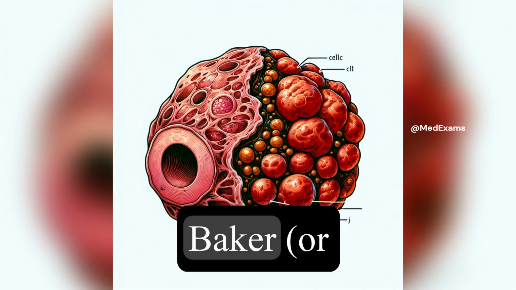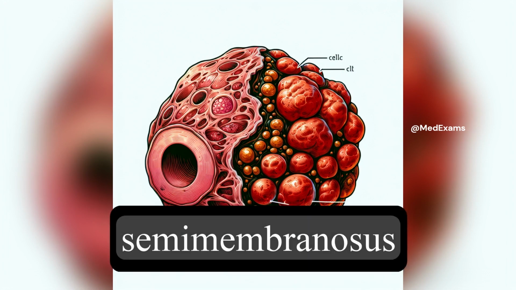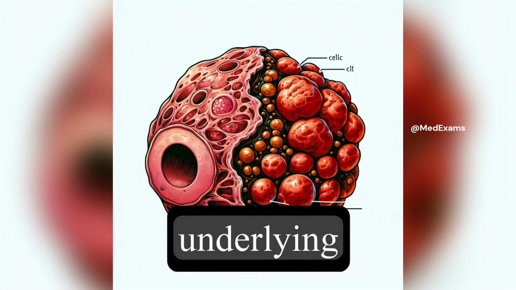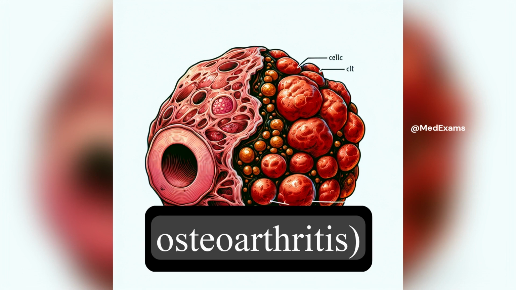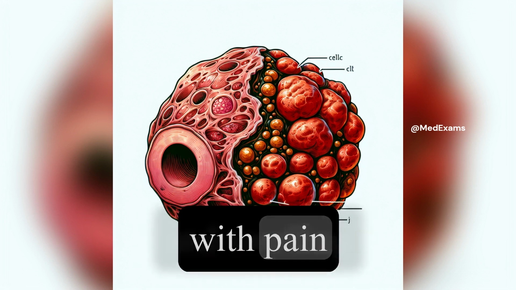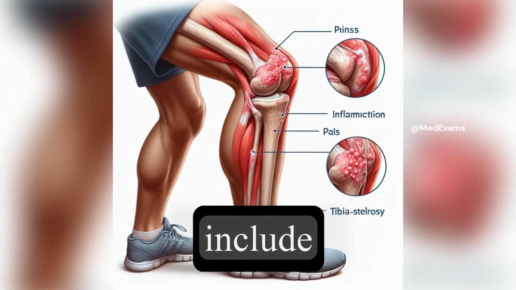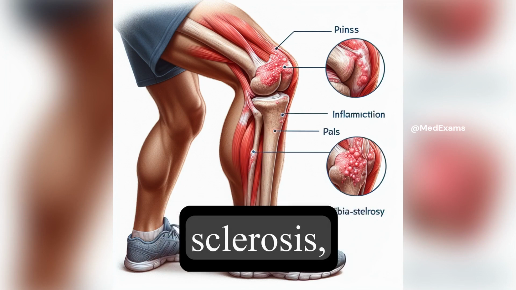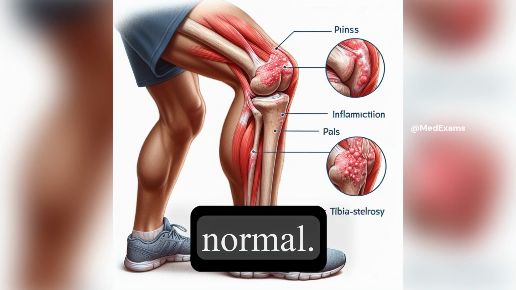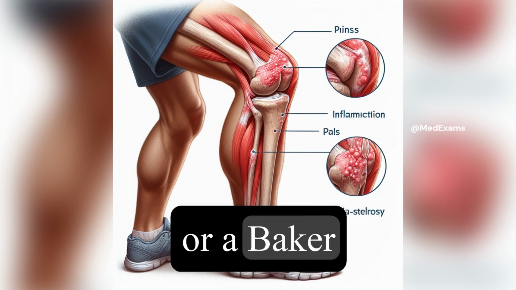Choice A and E. Baker, or popliteal, cyst is caused by extrusion of fluid from the knee joint into the semimembranosus or gastrocnemius bursa. It is typically seen in patients with underlying knee disorders, for example osteoarthritis, and presents as an asymptomatic bulge in the popliteal fossa or with pain and swelling in the posterior calf. X-ray findings in osteoarthritis include joint space narrowing, subchondral sclerosis, and osteophyte formation, but the epiphyseal bone is normal. This young patient with no history of joint disease is unlikely to have osteoarthritis or a Baker cyst.